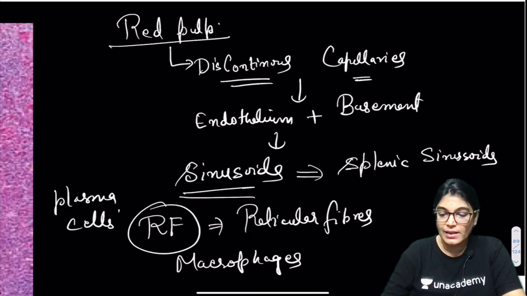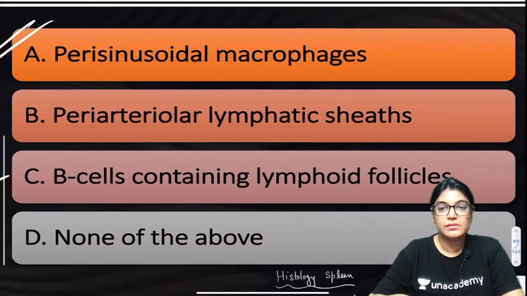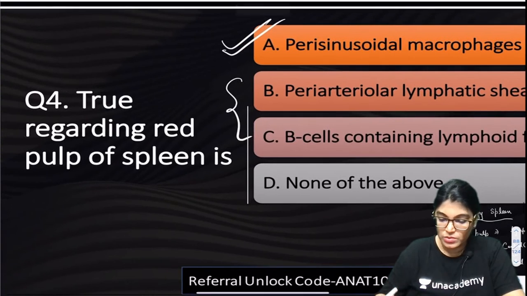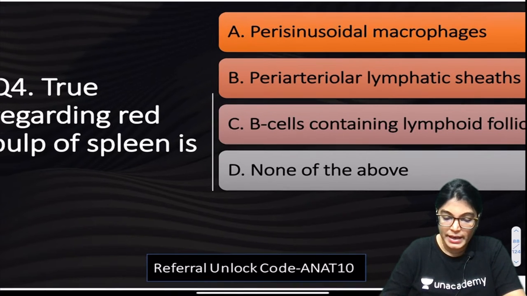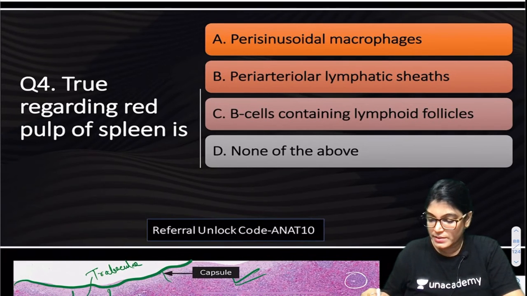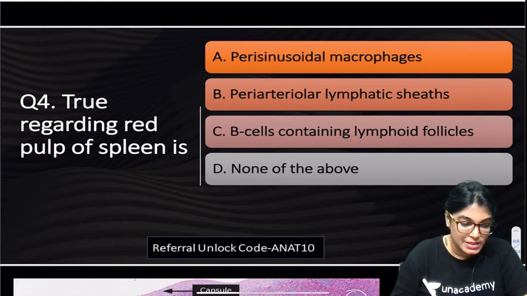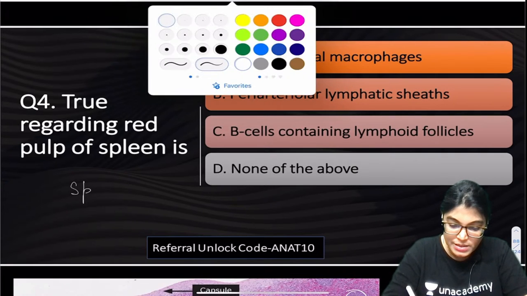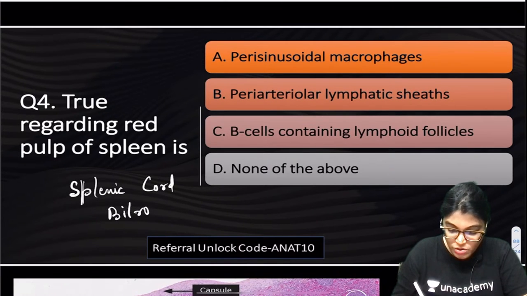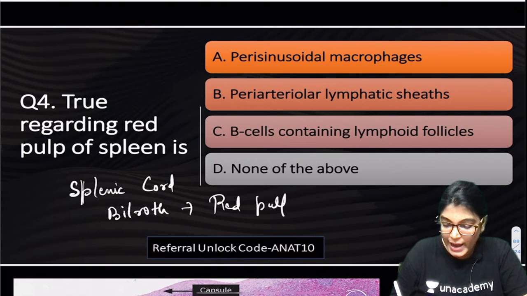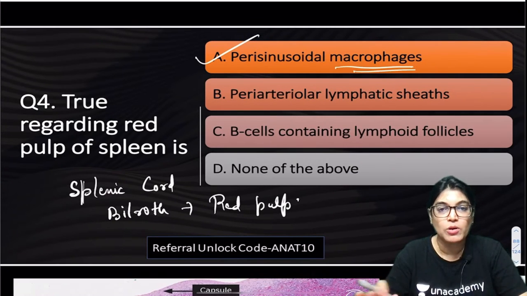Okay, I just want to tell one more thing that came to my mind and that I should also make clear. I want to explain one feature, the splenic cord of Billroth. This splenic cord of Billroth is also present in the red pulp. So what is the splenic cord of Billroth? There is discontinuity. So the correct answer is perisinusoidal macrophages. No doubt about this, it is present in the red pulp.